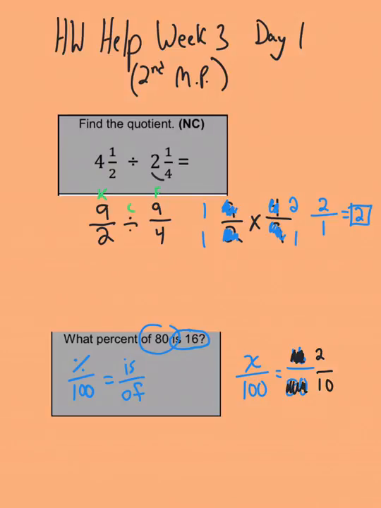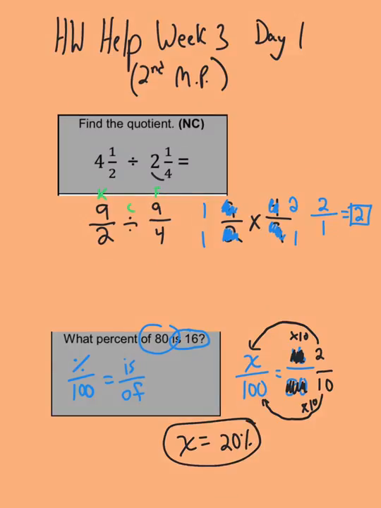Now you could reduce it again, but I don't need to because check this out. You go from 10 to 100, what do you do? Well, you multiply 10 times 10, right? So I do the same to my numerator, 2 times 10, and I get 20. So my answer is 20%.